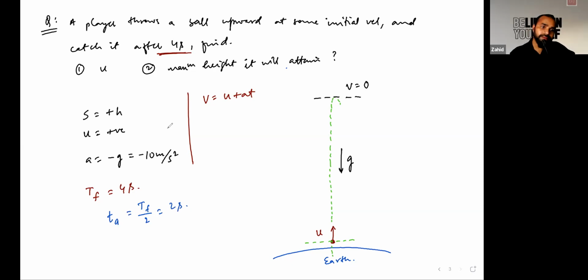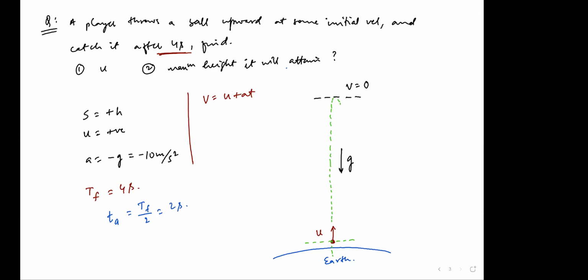So now we have final velocity, we have time taken, and we have acceleration. Just put all the values in this equation and you will be able to calculate u. Just try to solve. Okay.